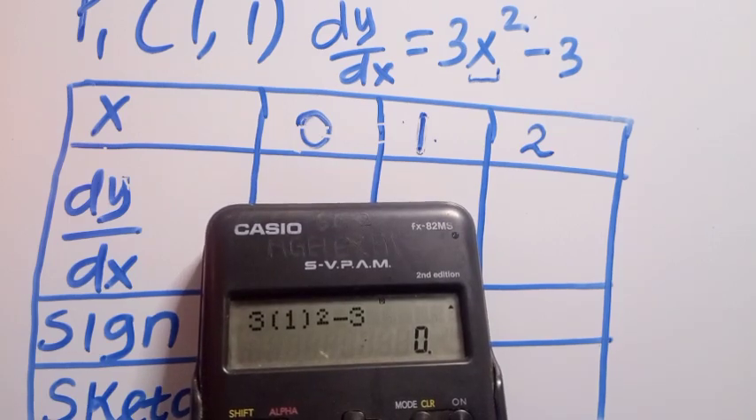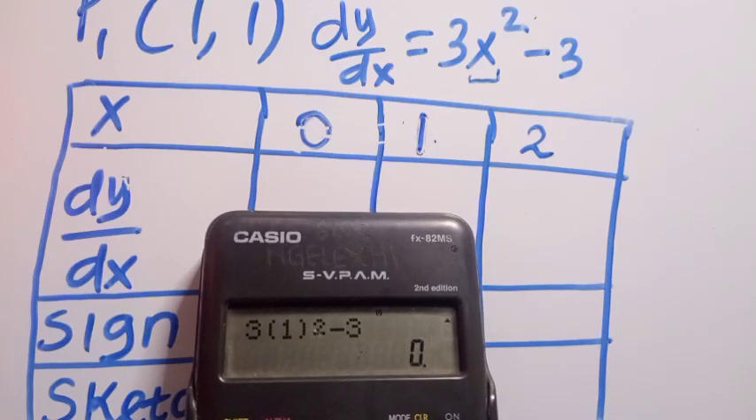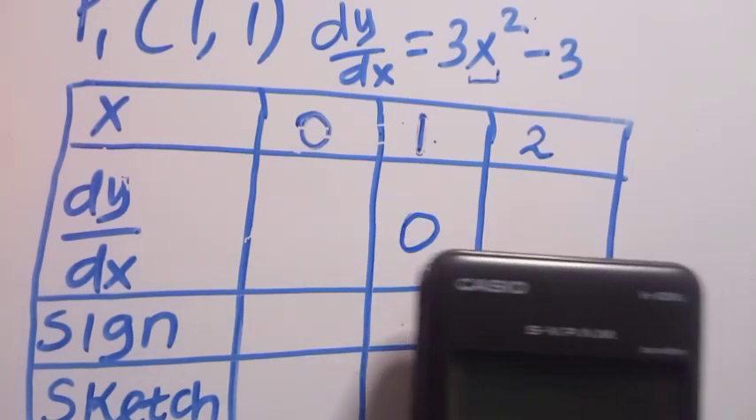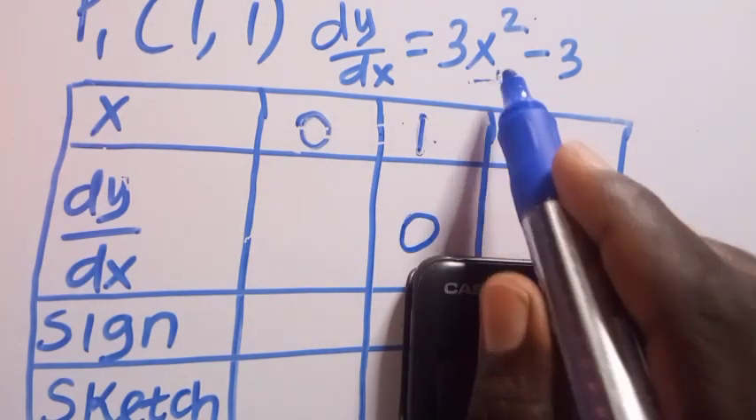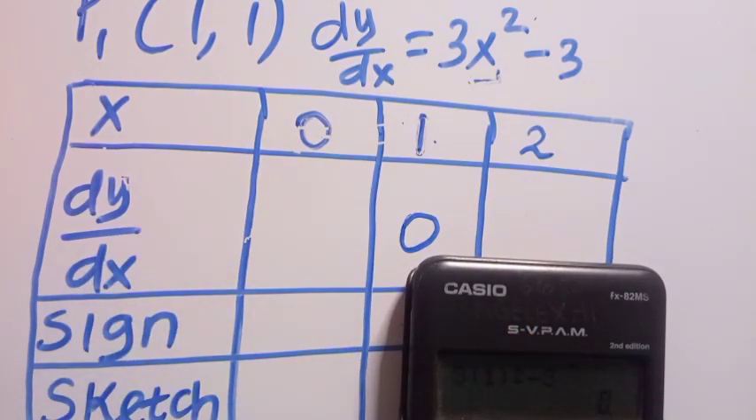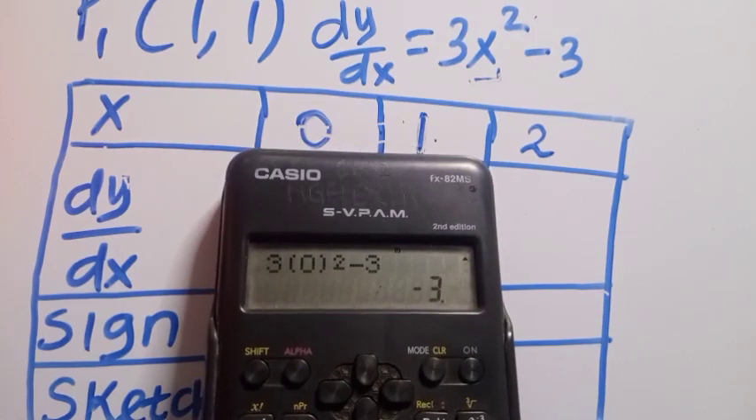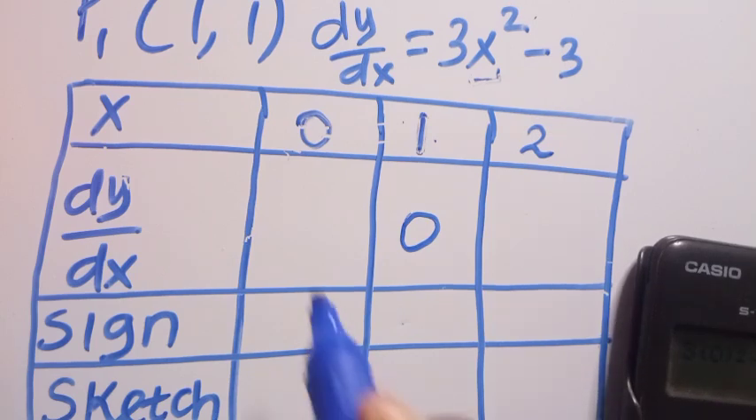We obtain 0, as you can see. That 3 into x squared minus 3 is 0. Therefore, we shall have our dy over dx as 0 here. And if the value of x is 0, we substitute 0 here. What is our dy over dx? If we substitute 0 there, we have 3 into 0 squared minus 3, which is negative 3. Therefore, we have negative 3 here.